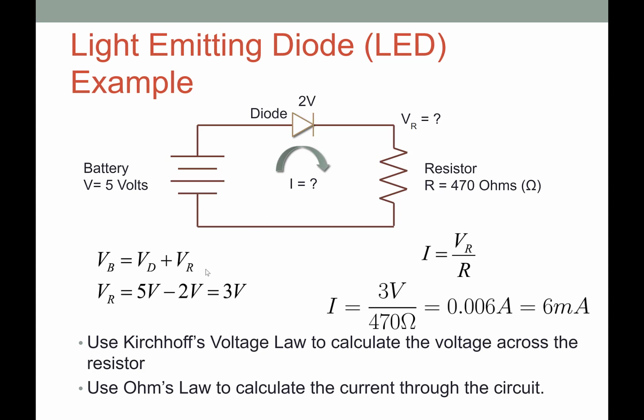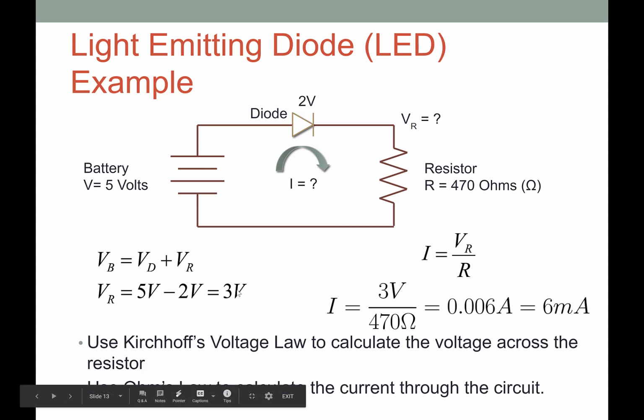So we'll use Kirchhoff's voltage law, saying that the supply, so the battery supply or our Arduino supply, 5 volts, is equal to the voltage drop across the diode plus the voltage drop across the resistor. To figure out what the voltage drop across the resistor is, I'll just rearrange that. The supply minus the voltage drop across the diode gives me 3 volts, so I know I have a voltage drop across the resistor of 3 volts.